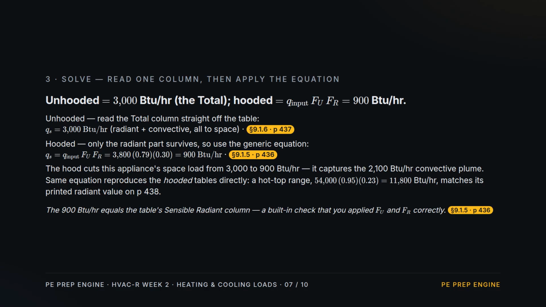Solve. Unhooded, everything reaches the room, so read the total column, 3,000. Hooded, only radiant survives, so apply the generic equation, input times usage times radiation. 3,800 times 0.79 times 0.30 is 900, which matches the table's radiant column exactly. The hood cut the load from 3,000 to 900, capturing the 2,100 convective plume. And that same equation reproduces the hooded table straight. A hot top range gives 11,800, its printed radiant value.